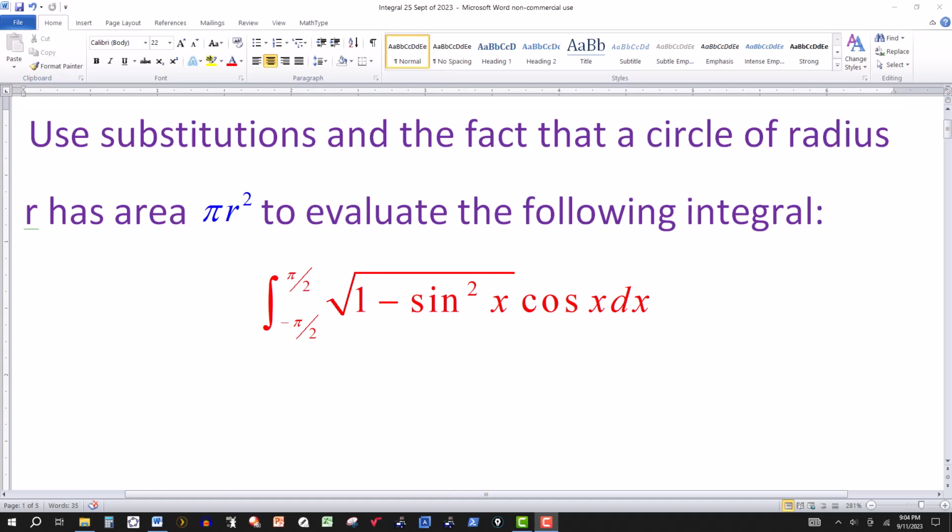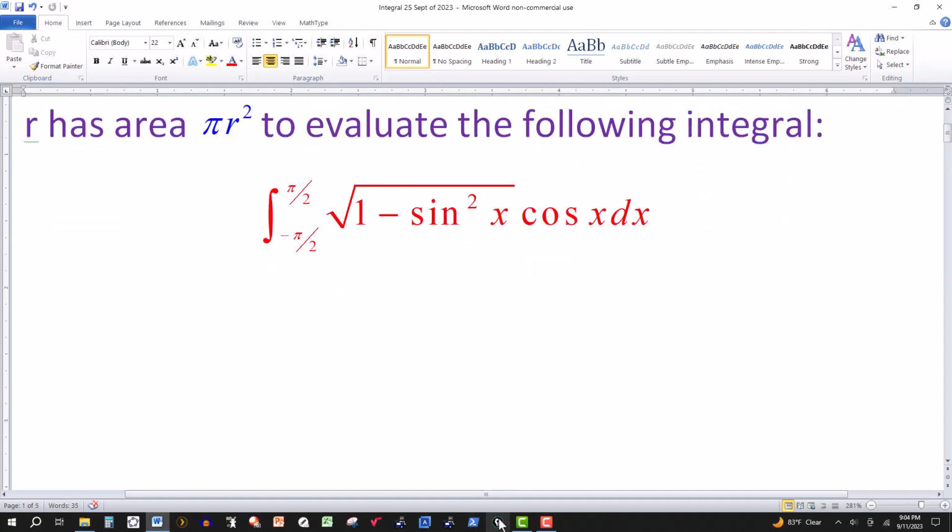Okay, for this video we have this problem. We'll use u-substitution and the fact that a circle of radius r has area of pi r squared to evaluate the integral. So we need to rewrite this. Substitutions, they say. Well, let's see if we can rewrite this into something we can recognize. The main thing they're giving us, and there are other ways to do this, but the instructions are to use this approach. So let's do this.